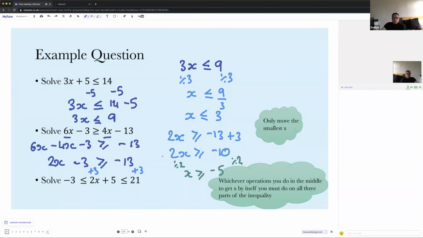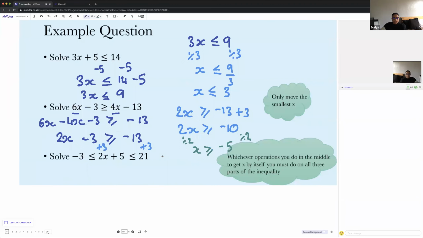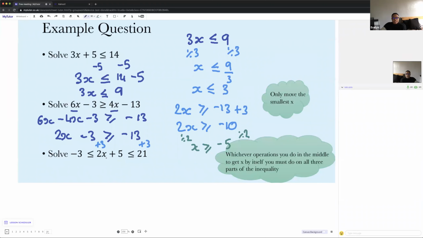Now for the last one, this one is a little bit trickier. So let's have a look at this hint that I've put in the bubble. Whichever operations you do in the middle to get x by itself, you must do on all 3 parts of the inequality. So this might look really tricky in the beginning, but what we're going to do is solve.